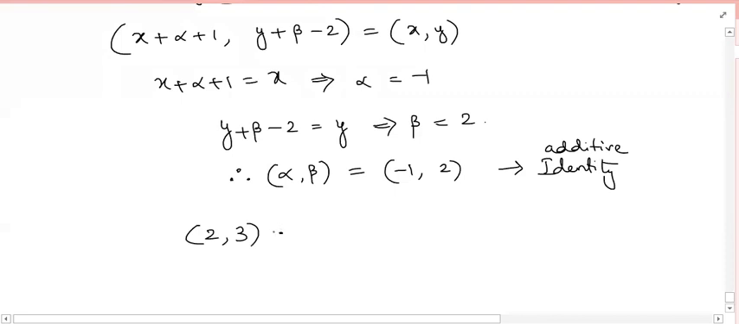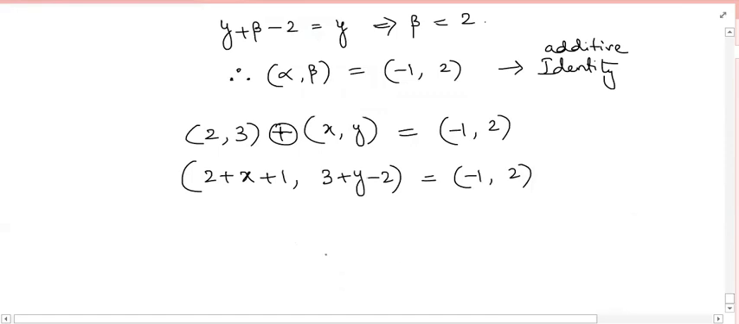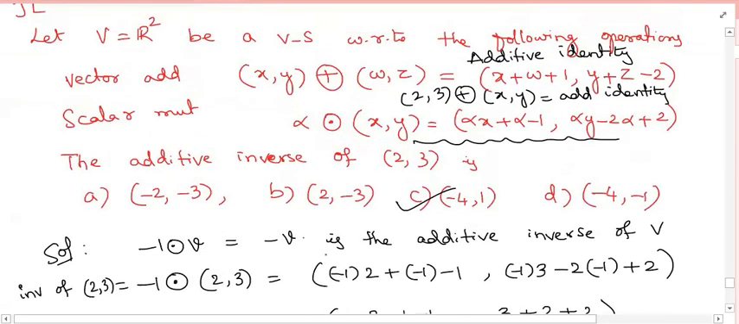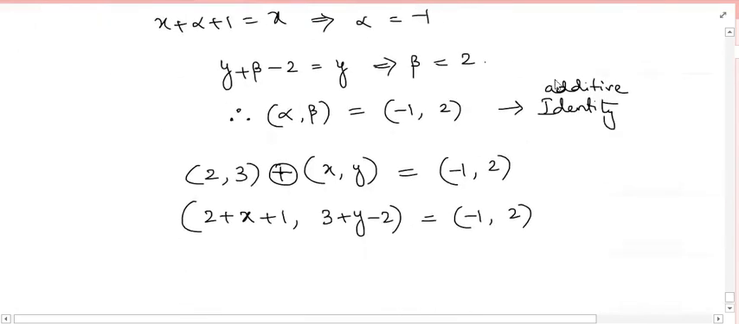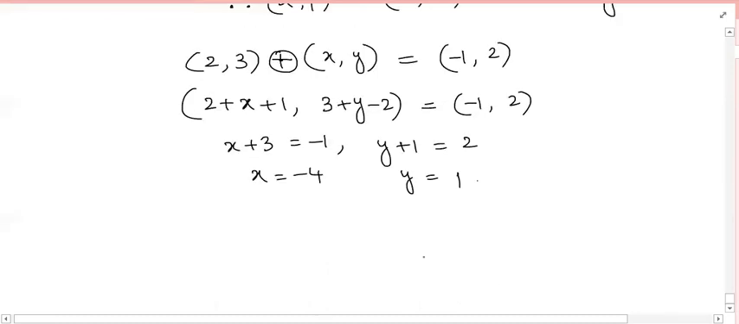Okay. So once you get the identity, now we will find the additive inverse of 2 comma 3. 2 comma 3 plus x comma y should be the zero vector. What is the zero vector? Minus 1 comma 2. So now we use the addition formula once again, which is given in the problem: x comma y plus w comma z is equal to x plus w plus 1, y plus z minus 2. If you use that, you will get x plus 3 equal to minus 1 and y plus 1 equal to 2. So x is equal to minus 4, y equal to 1. So x comma y, the inverse of 2 comma 3, is minus 4 comma 1.